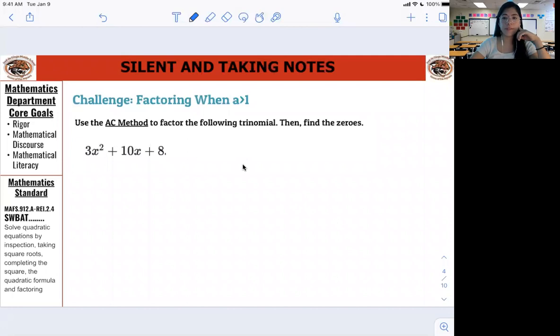What do I do first? You multiply A times C. What is this called? This is called the AC method. It tells you where to start. It tells you what to do first. If you ever get to a new question and you don't know where to begin, the method is literally telling you what to do first. You're going to multiply A times C.